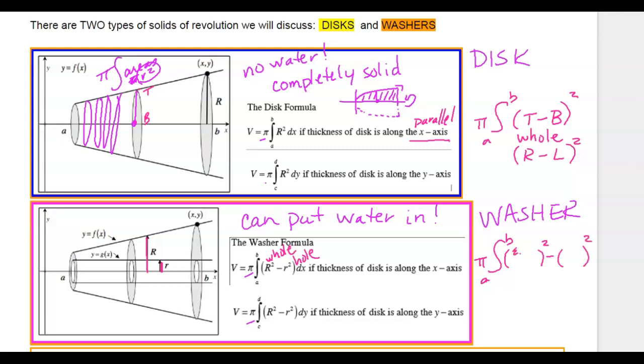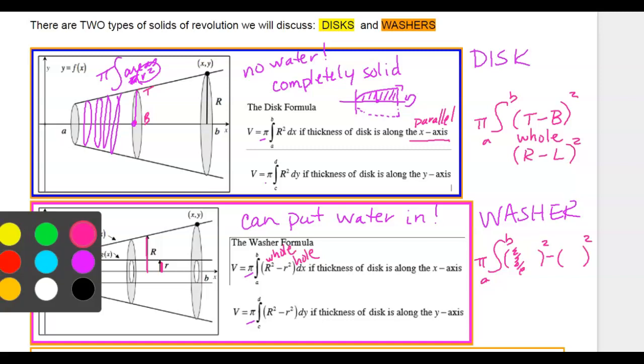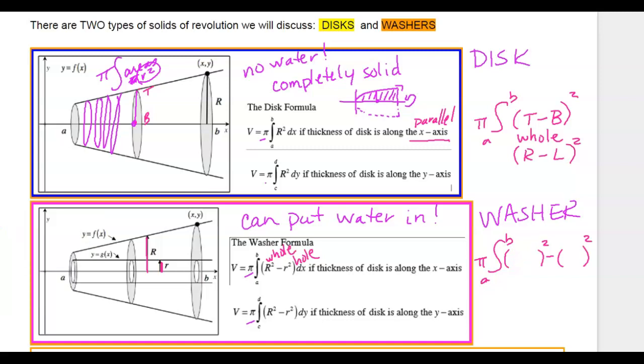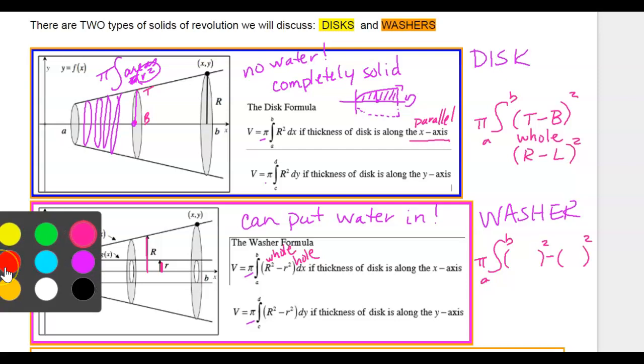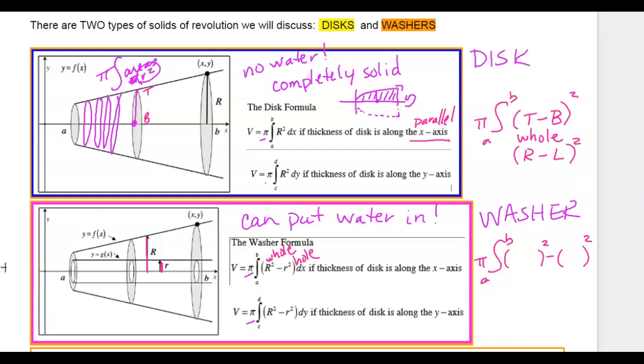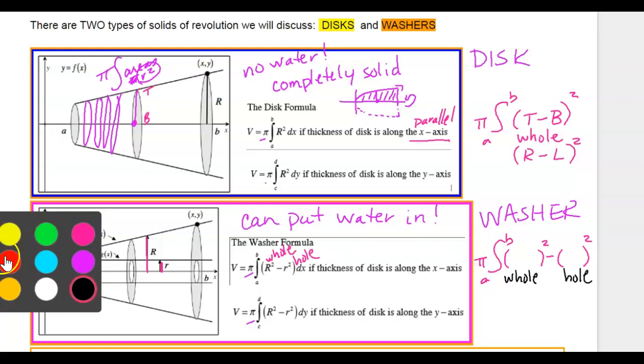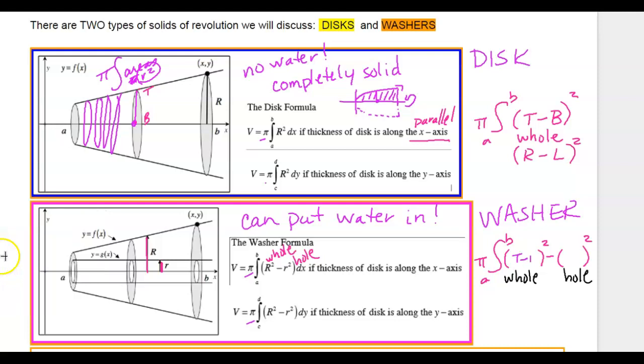So we're going to do whole, oops, sorry, I need to erase this. Let's do black. We're going to do whole minus whole. And so we're going to have a top minus bottom and top minus bottom. And same thing, I could do it in terms of y. So I might have right minus left and right minus left in terms of y. Okay, so whole minus whole for washers.